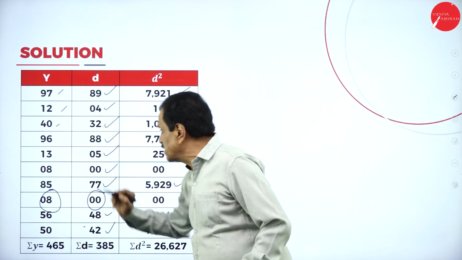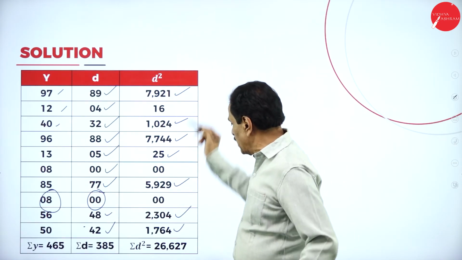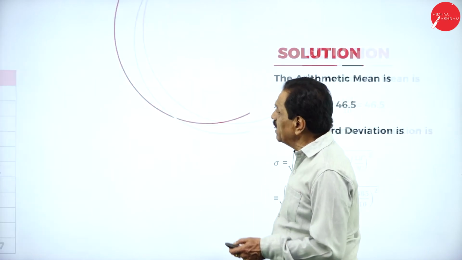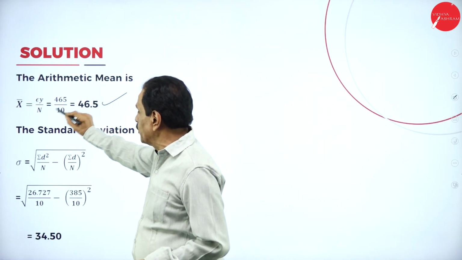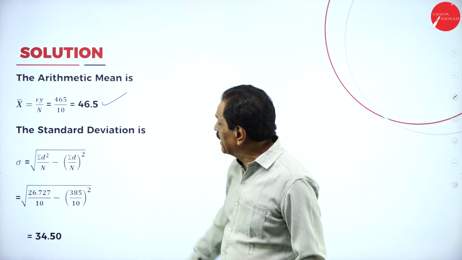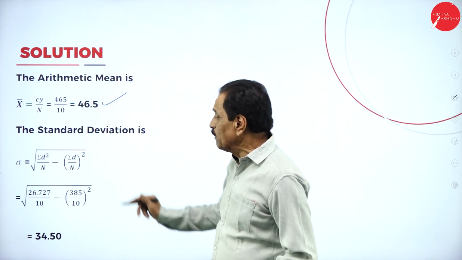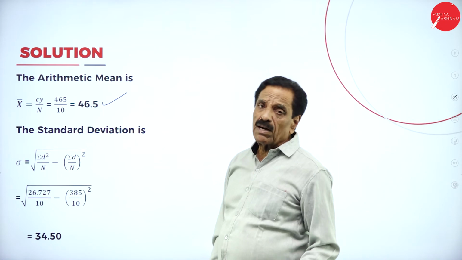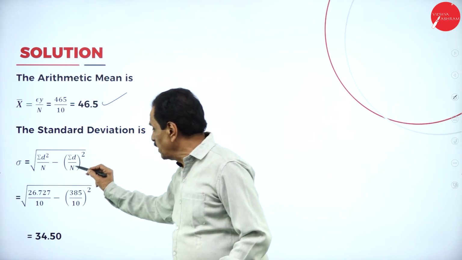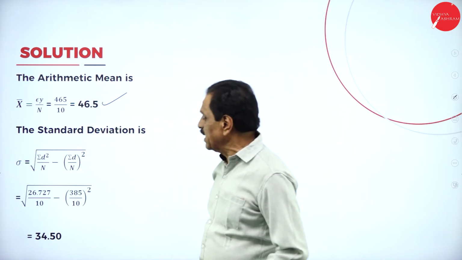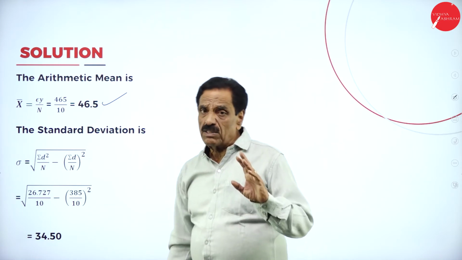The lowest number is 8. Take the deviation, square up the number. Then application is: your mean is sigma y over n. 465 divided by 10 is 46.5. We apply the standard deviation: sigma d square divided by n minus sigma d divided by n whole square. We did the standard deviation as 34.50.